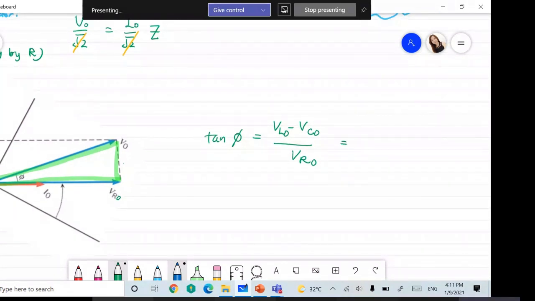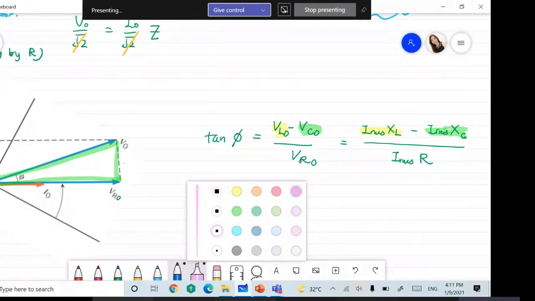Then we know that according to Ohm's law, V equal to IR. So the voltage across the inductor would be Irms multiplied by XL, minus Irms multiplied by XC, divided by Irms multiplied by R.